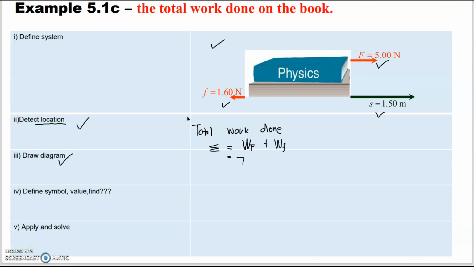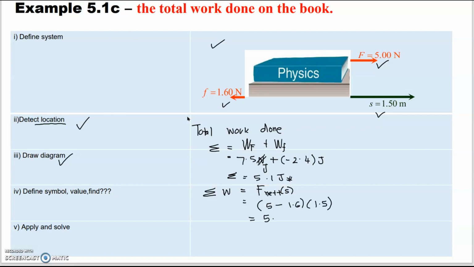As before, we get 7.5 joule plus -2.4 joule. Sorry, it is not a Newton, it's a joule. So the total is 5.1 joule. Alternatively, you can do it like this. The total work is equal to F net times S. F net is 5 minus 1.6, the frictional force, and the displacement is 1.5, which is also equal to 5.1 joule.